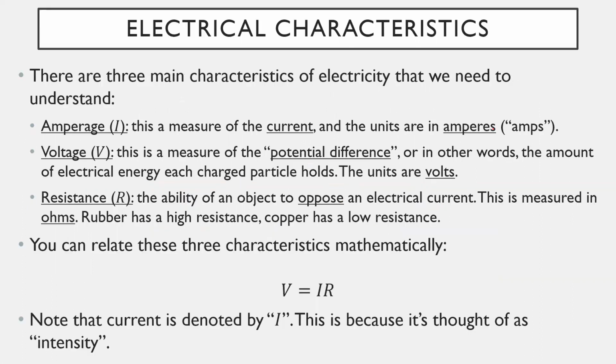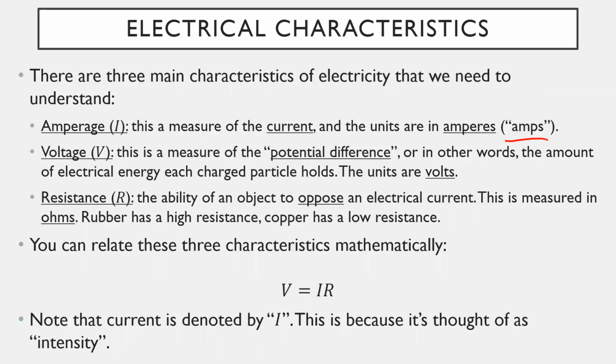All right, so next up, electrical characteristics. There's three main characteristics of electricity that we need to understand, and I'm going to slow things down here because this is where things get a little obscure. The first one we're going to talk about is amperage, which is used in a formula with the letter I. Amperage is a measure of the current, and its units are amperes, more commonly known as amps. So an amp is a measurement of how much current there is. In other words, how many charged particles are going through your circuit at any given time. So amps is the current, the speed of the current, basically.